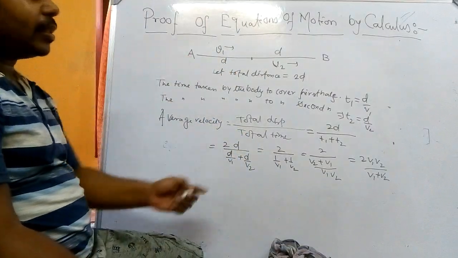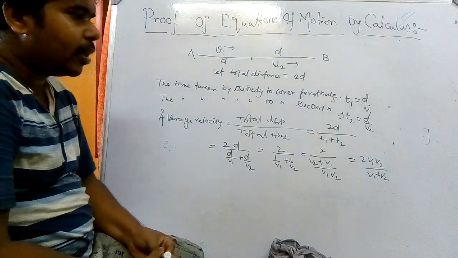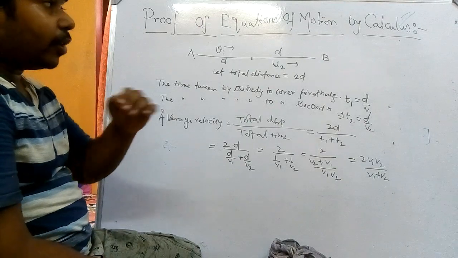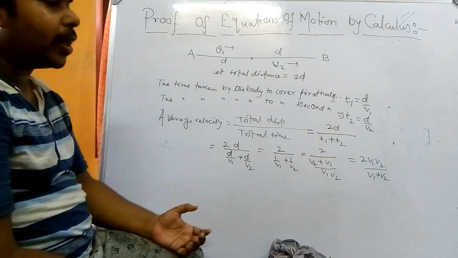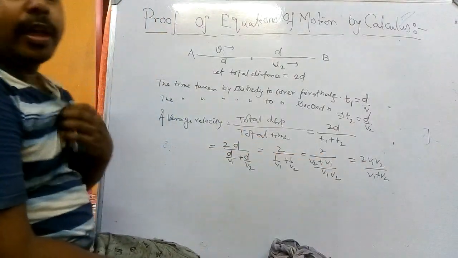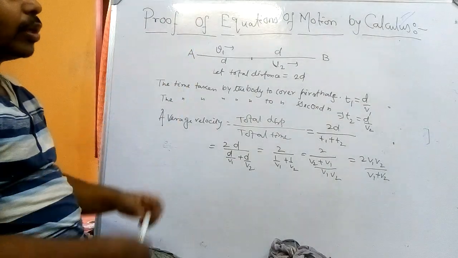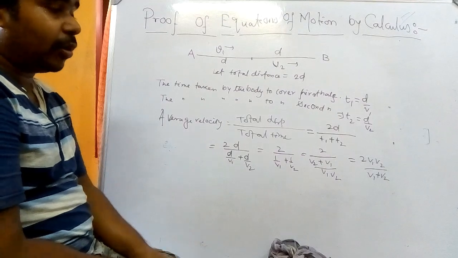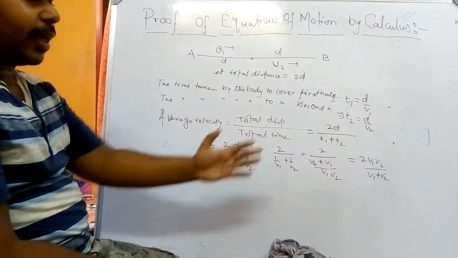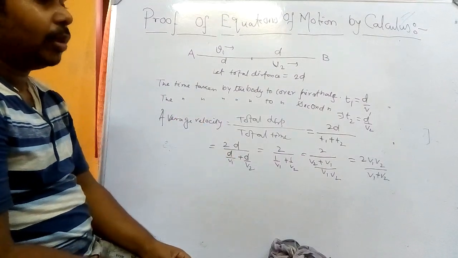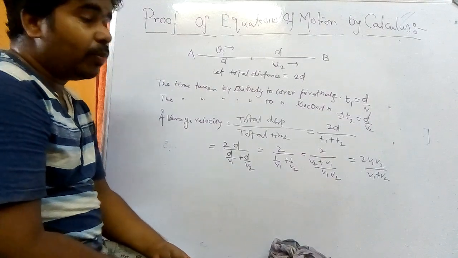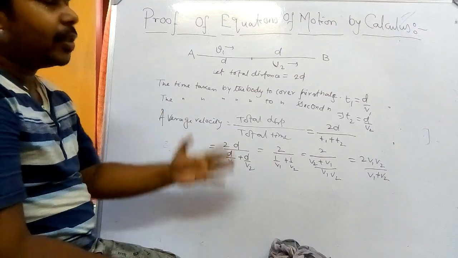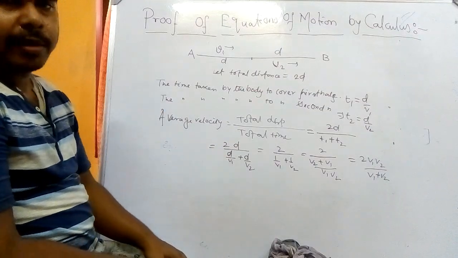Why have I done this? Because you have done it earlier, and it is easy. The reason is that whenever you do this type of numerical, if you directly know the value, that if a body goes the first half and second half with two different velocities, in that case our average velocity will be 2 into v1 v2 by v1 plus v2. So if we know it earlier, then it is easier for us to calculate.